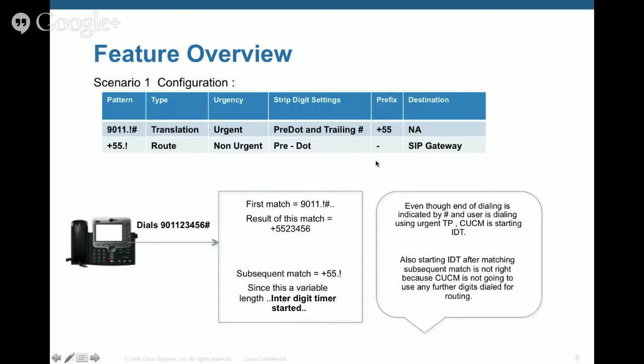As soon as it prefixes 55, the subsequent match would be the route pattern, which has non-urgent priority. So what happens here? The call manager kicks in the interdigit timer, so the user would observe the IDT timer here. This is the use case of scenario one, where we have seen many cases where customers run into a scenario of this kind. Second is this one.